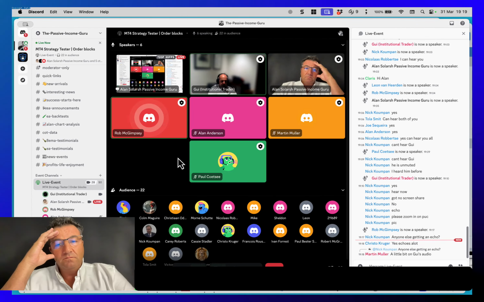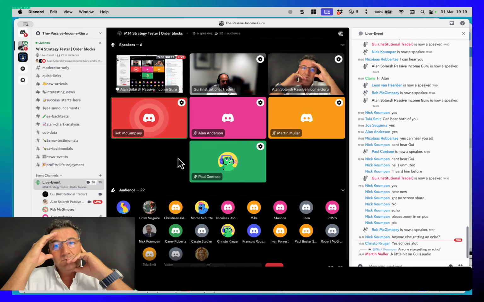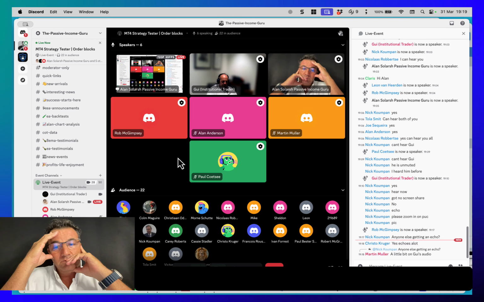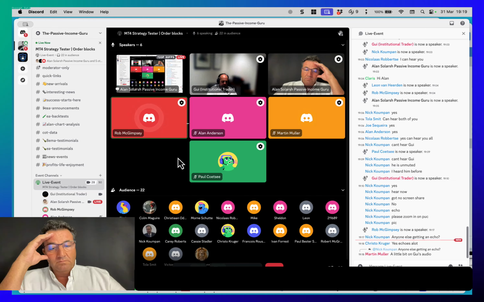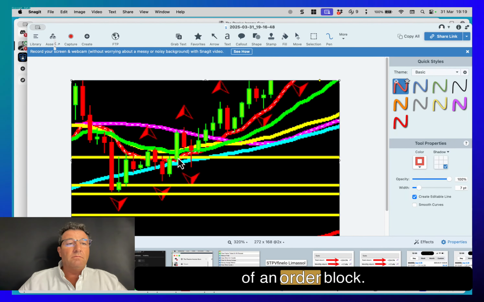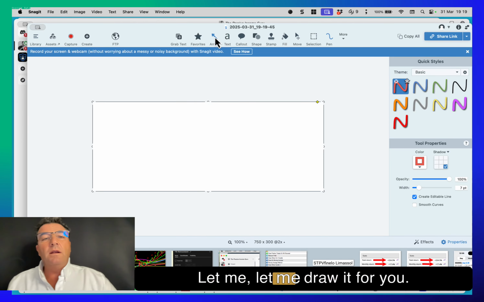Look, I work on price action myself. You see, guys, remember, I'm not on your level. I'm trying to understand the logic of an order block illustratively placed on the chart. In other words, the order block must be a template for me. What is the template of an order block? So when you put it on the chart, you can read it properly. Okay, let me draw it for you.